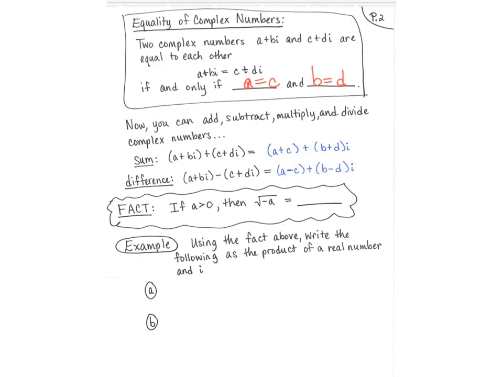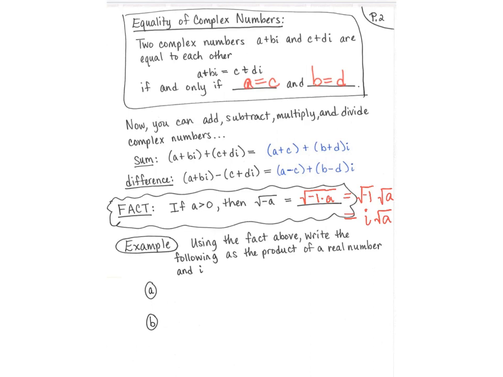And in fact, if a is greater than 0, then the square root of negative a is equal to the square root of negative 1 times a, all underneath the radical. That's equal to the square root of negative 1 times the square root of a. But the square root of negative 1 is i from the first page. So that's equal to i times the square root of a.